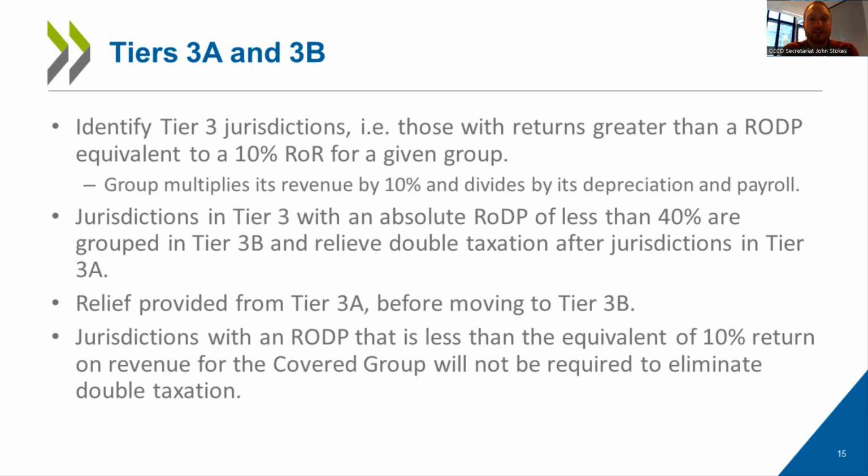Now, jurisdictions in tier 3 are split into 2 groups. Those with an absolute return on depreciation and payroll of less than 40% are in tier 3B. Those with an RODP above that absolute figure are in tier 3A. Jurisdictions in tier 3A are obliged to eliminate double taxation ahead of those in tier 3B. But if tier 3A profits are not sufficient to eliminate double taxation, then we move down into 3B. But as I mentioned before, there is that floor of a 10% return on revenue equivalent to make sure that we are only providing relief against residual profits as they were defined in the October statement.